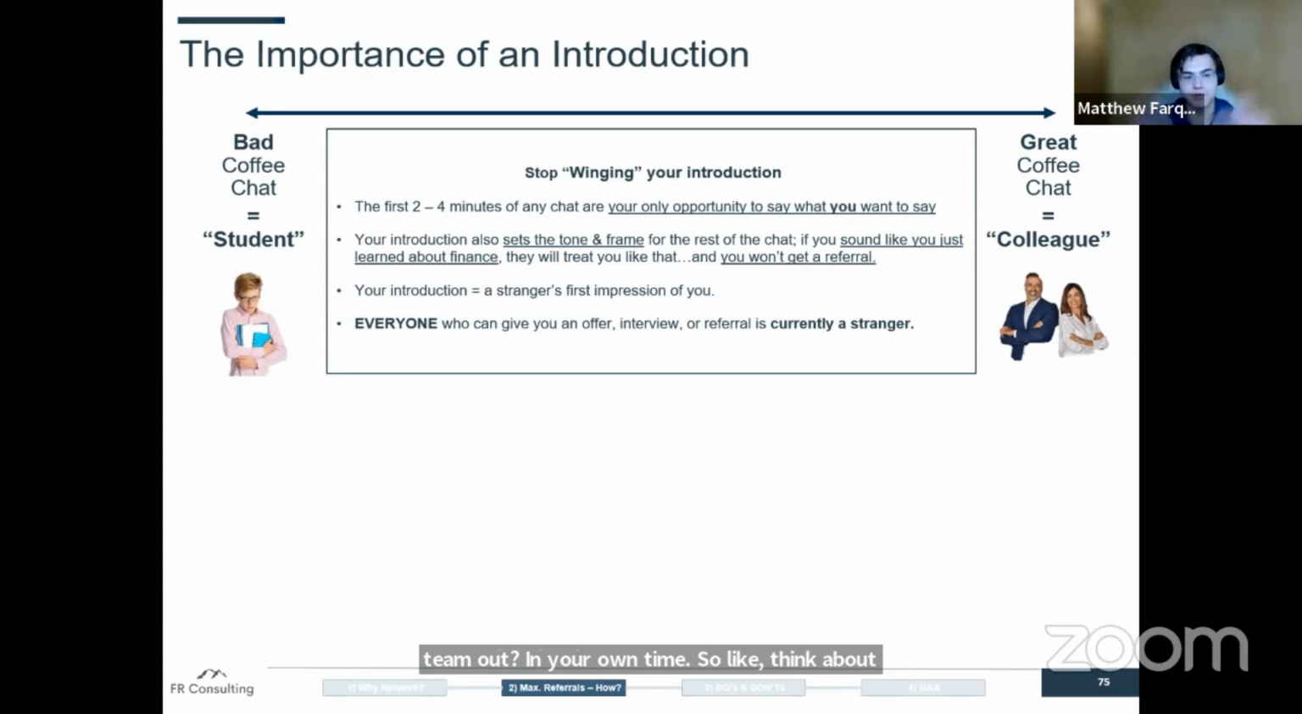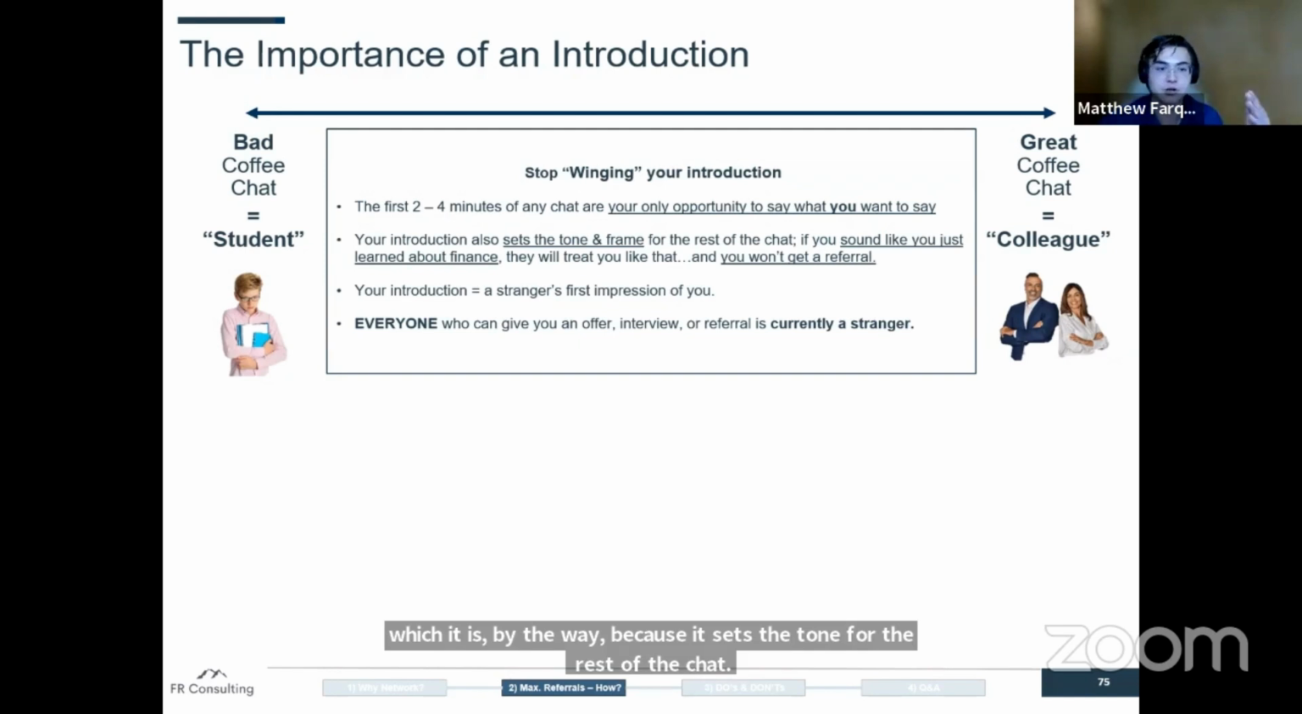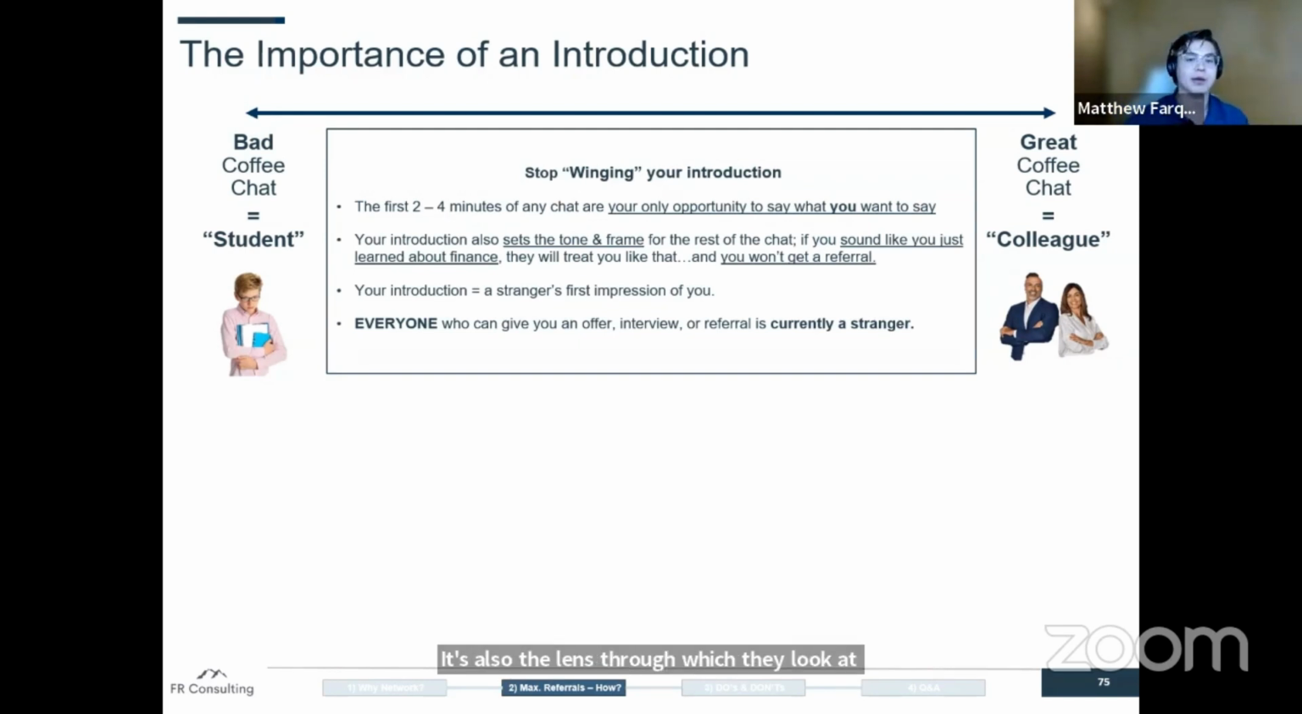If the TMA truly is the most important question, which it is, because it sets the tone for the rest of the chat, and it's also the lens through which they look at you for the duration of the chat. If the TMA is the most important question in an interview because it sets the tone for everything else, then most students will practice their TMA 10 times for all of university.